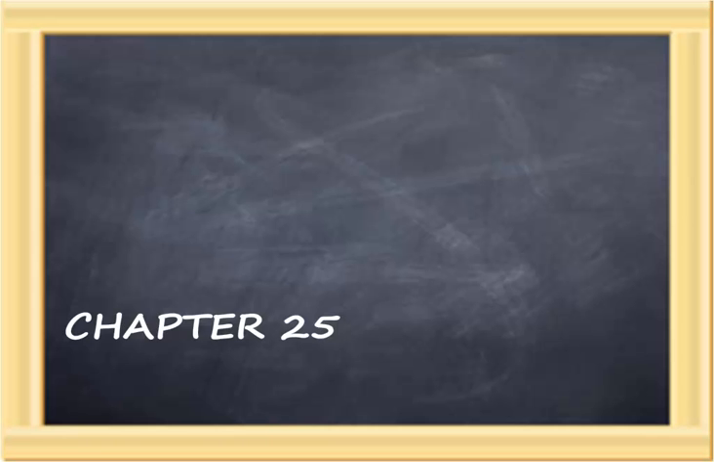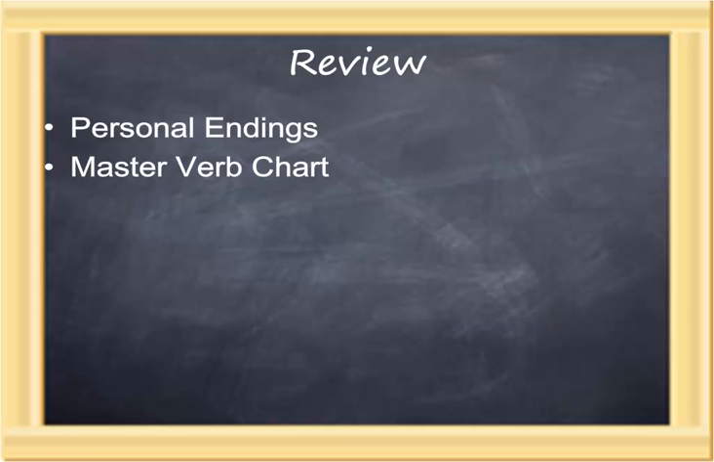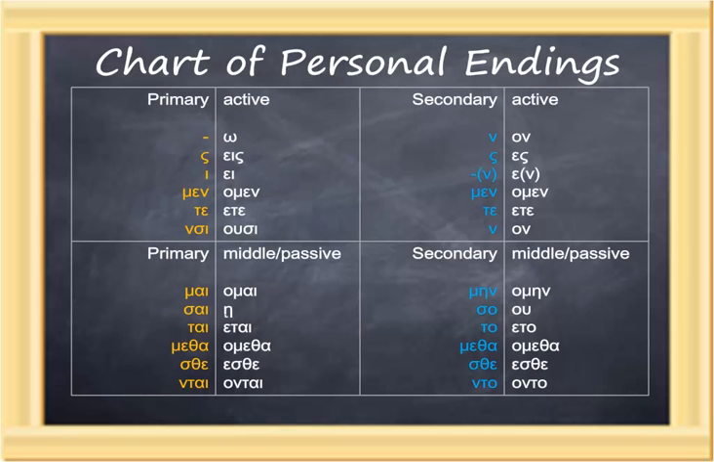Chapter 25. Let's review one more time the personal ending chart and then the master verb chart as we know it to date. Primary endings go on unaugmented forms, that is, the present, the future, and the perfect. Secondary endings are used on augmented forms, the imperfect and aorist.